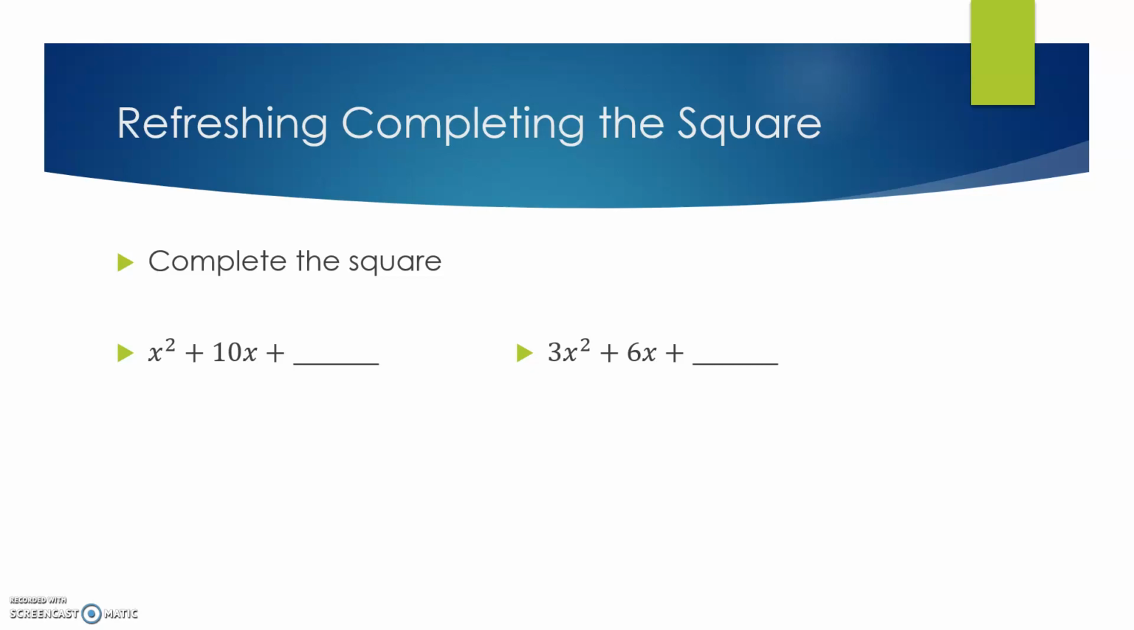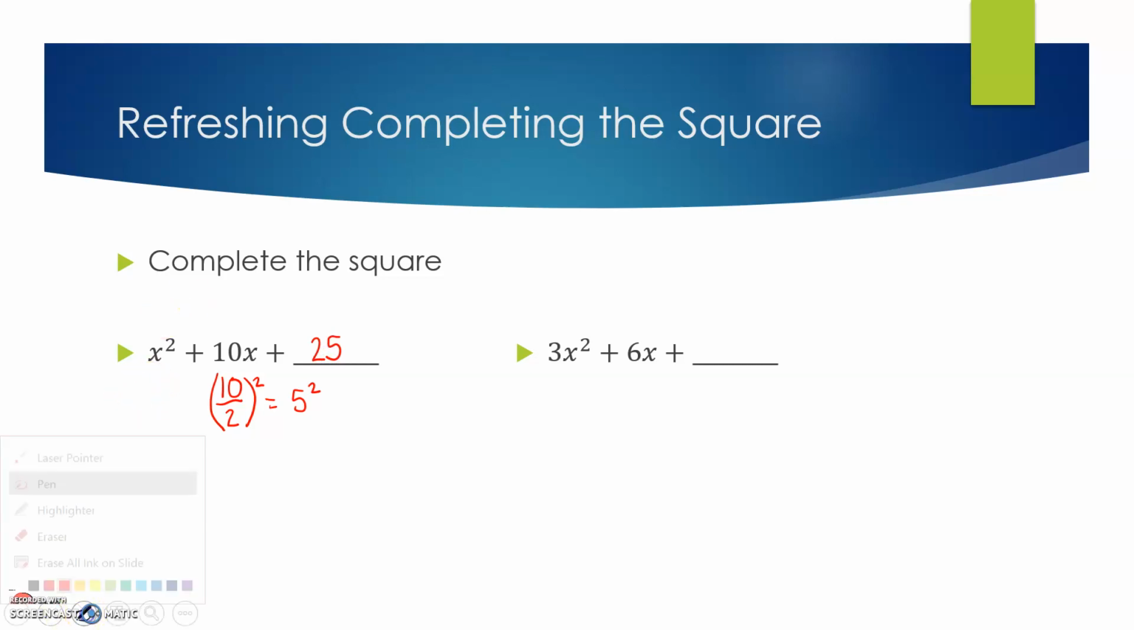We did completing the square last semester, and completing the square is where we intentionally manipulate something so that we can factor it easier. So completing the square looked like this. It's where we take the b term, or the number in front of x, we divide it by 2, and then we square it. Now, this one, if I divide 10 by 2, I get 5, and then I get 5 squared, which is 25. And so that's completing the square.